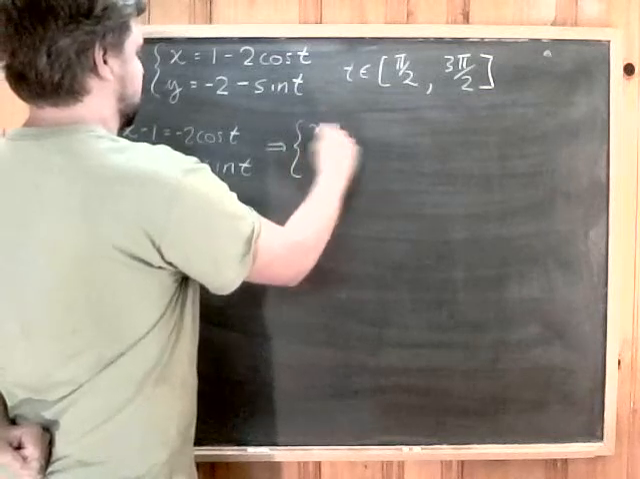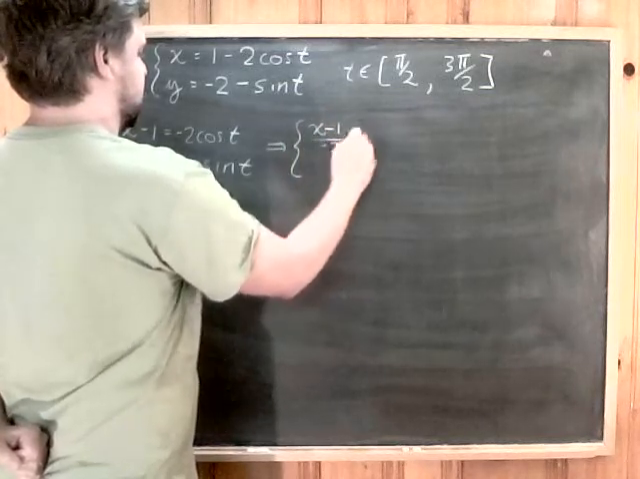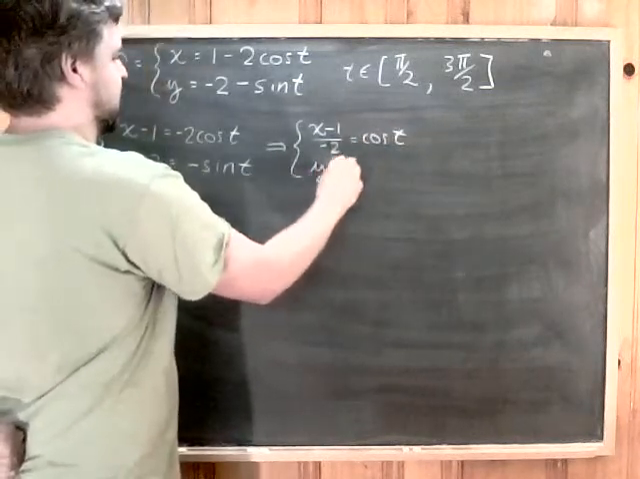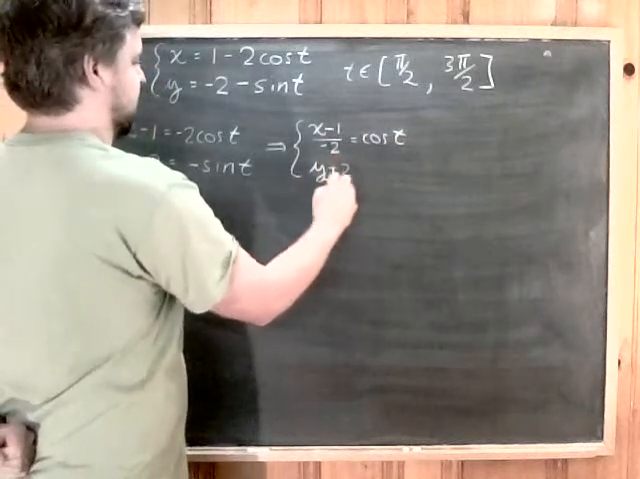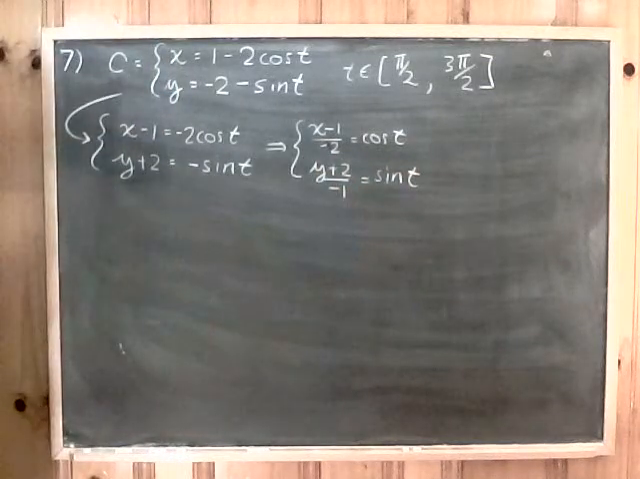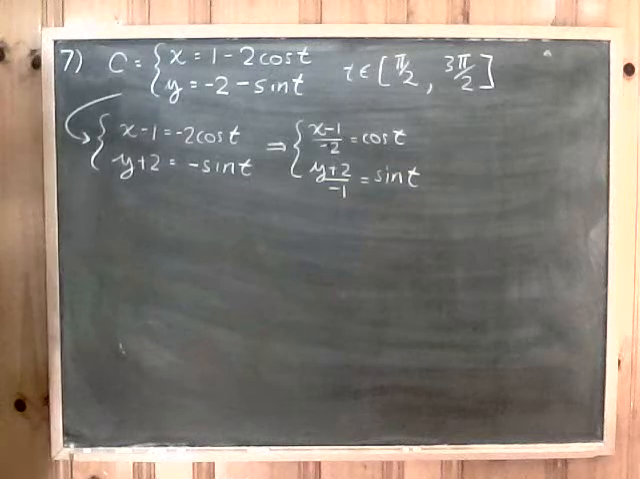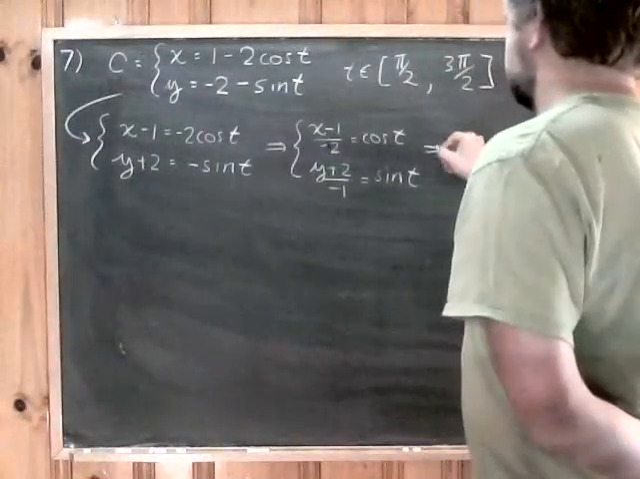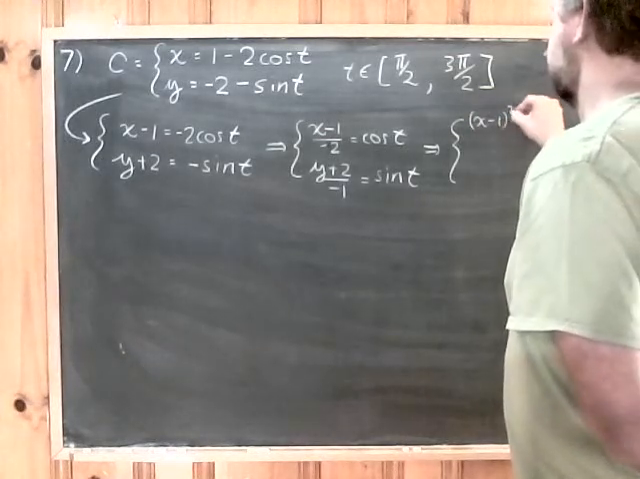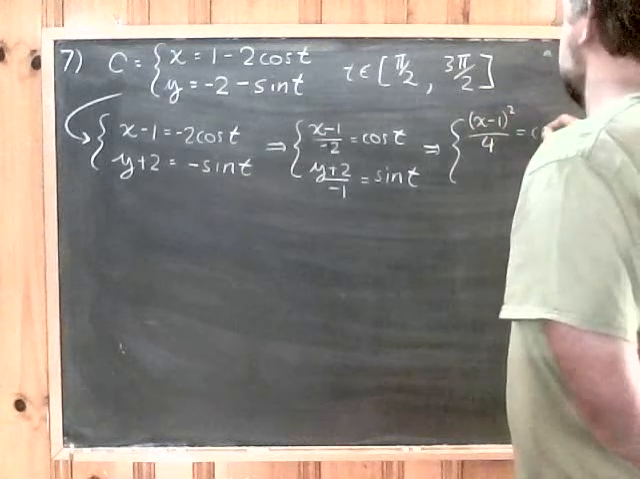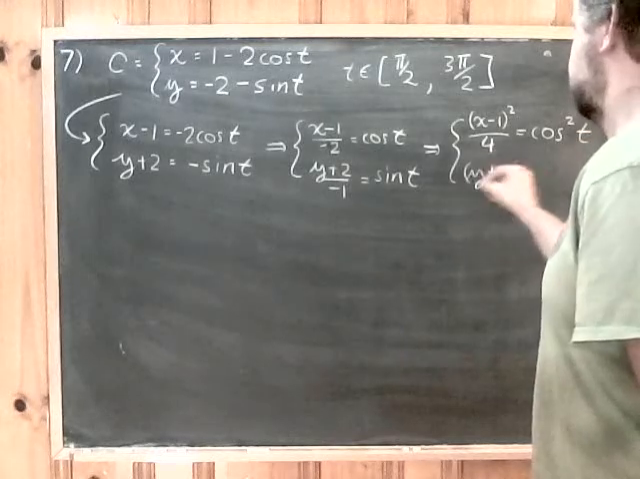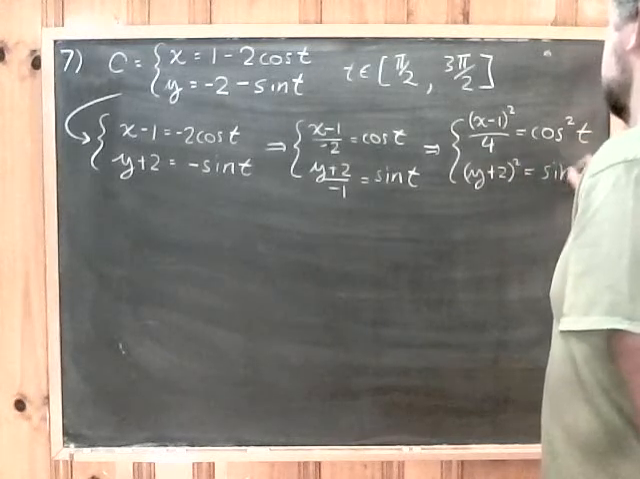x minus 1 over -2 equals the cosine t, and y plus 2 over -1 equals sine t. And then I'll now square both sides of the two equations. So I get x minus 1 squared over 4 equals cosine squared t, and y plus 2 squared equals sine squared t.